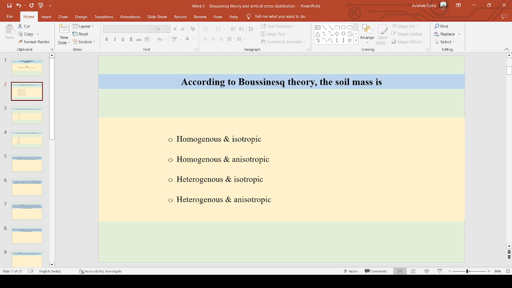I repeat the question. According to Boussinesq theory, the soil mass is. The options are homogeneous and isotropic, homogeneous and anisotropic, heterogeneous and isotropic, and heterogeneous and anisotropic. I'll go to the next question.